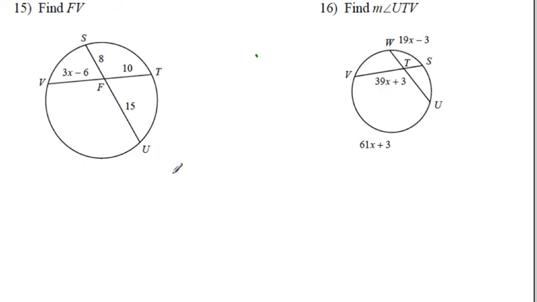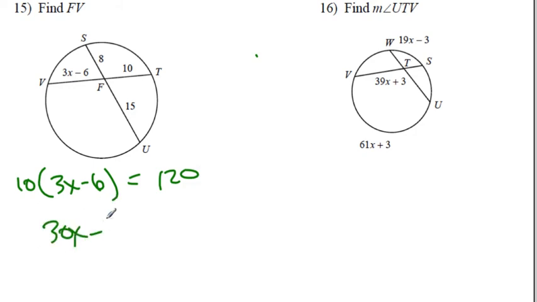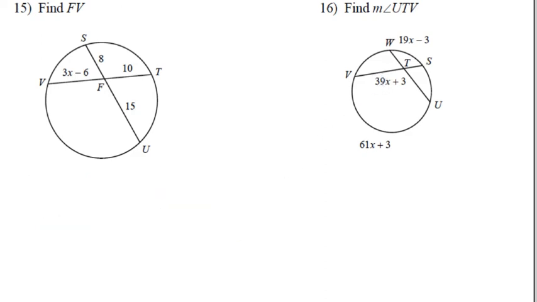Next question, same as the last one. 10 times 3x minus 6 is going to equal, so what do we got? 8 times 15. So 8 times 15 is what? 120? Taking a guess there. It's an educated guess. I think I'm right. Equals 160, so on and so forth. Solve it. You're good to go. Okay, number 16 here. What do we have?